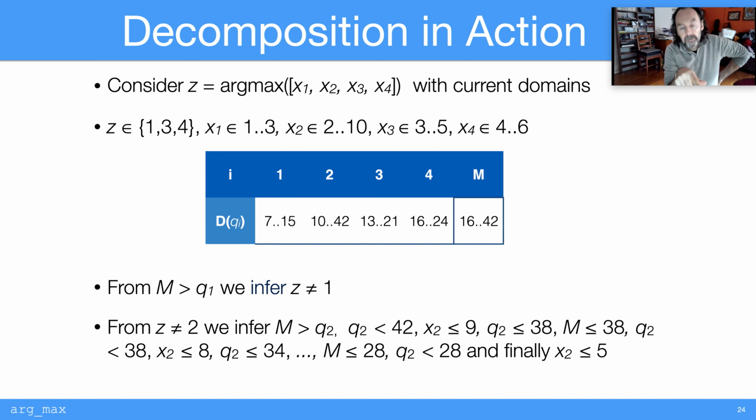And this goes on and on until eventually we find q2 is less than 28, and we find that x2 is less than or equal to 5, which is exactly what we're hoping. And this is when basically this q2 can no longer be giving the max. The max will be going to q4 at this point.